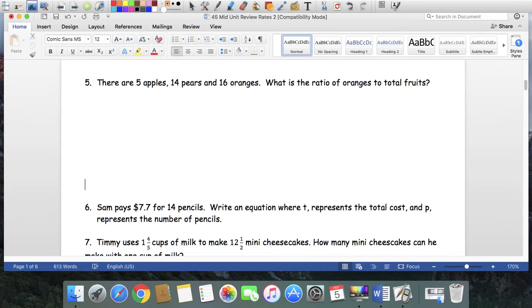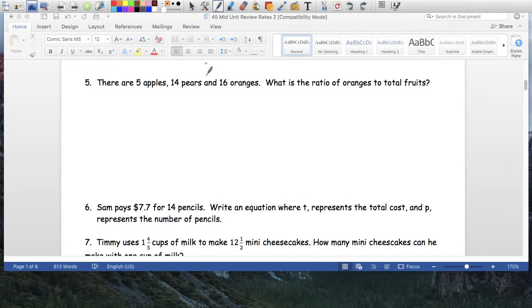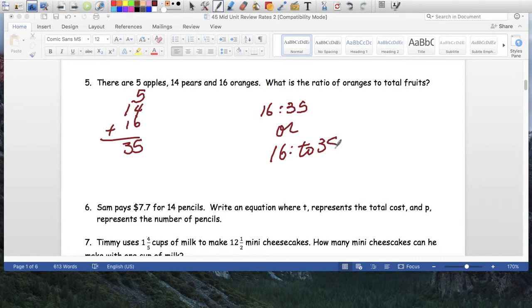What is the ratio of oranges to total fruits? Naranjas. Hay comparado con el total número de naranjas comparado al total de frutas. El total de frutas es 5 más 14 más 16. 35. So, ratio of oranges. Oranges is 16 to 35. Or 16 over 35. Cualquier uno de esos sirve.